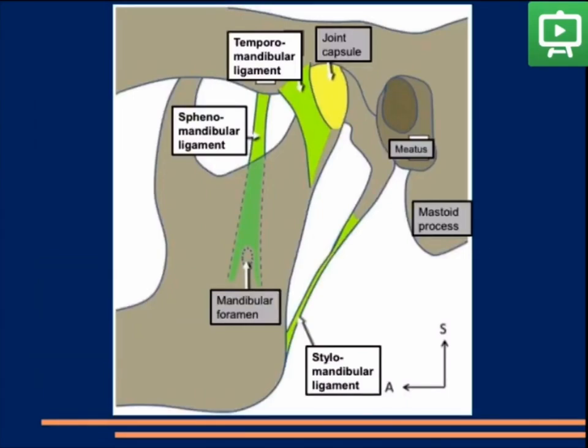Here we can see the main temporomandibular ligament and some accessory ligaments: the sphenomandibular ligament and the stylomandibular ligament.